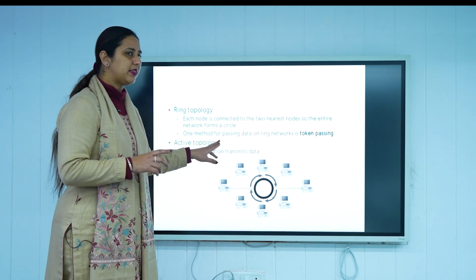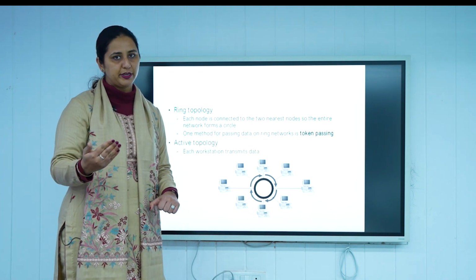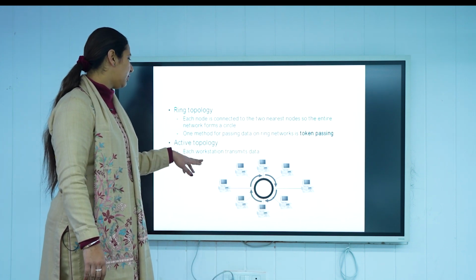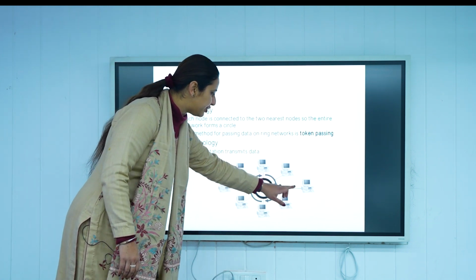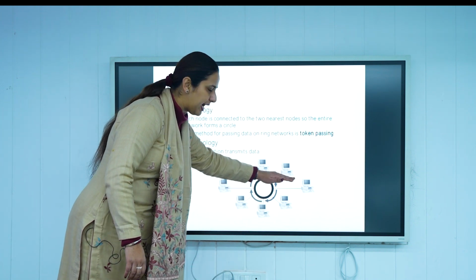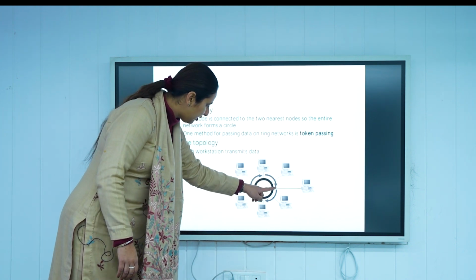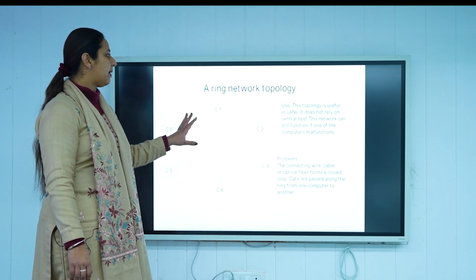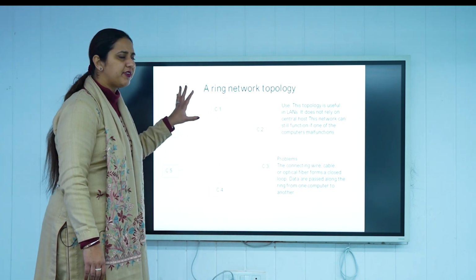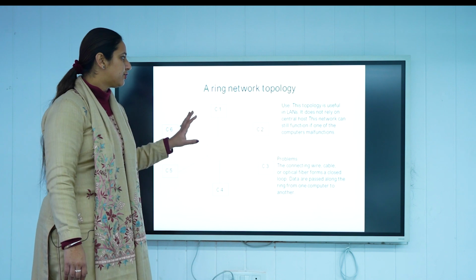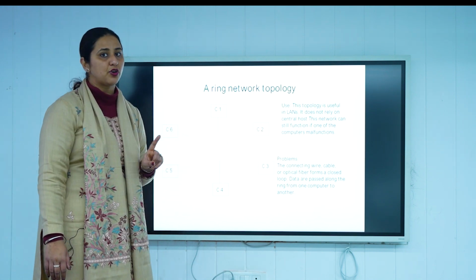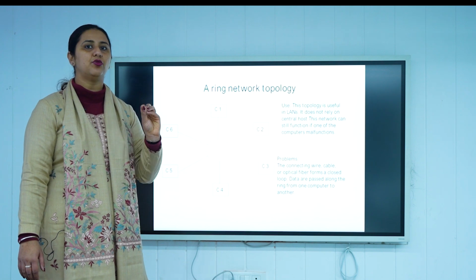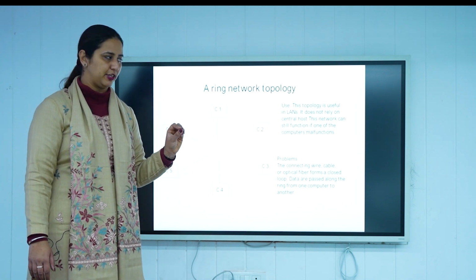And one method of passing the information in the ring topology is token passing. Now, in an active topology, each workstation is transmitting the data to its adjacent station. So the overall layout will be in the form of a ring. It is a very useful topology in LANs. And moreover, it does not rely on a central host. We do not need any kind of central host in order to communicate between the stations.